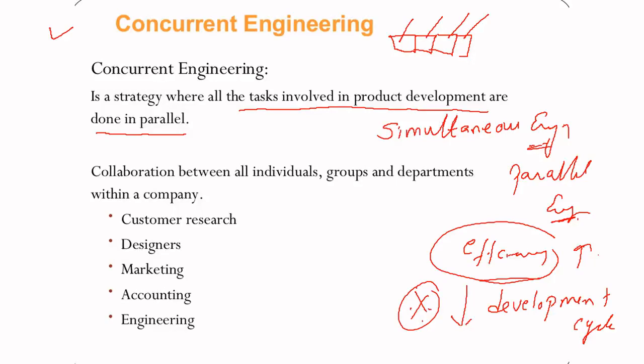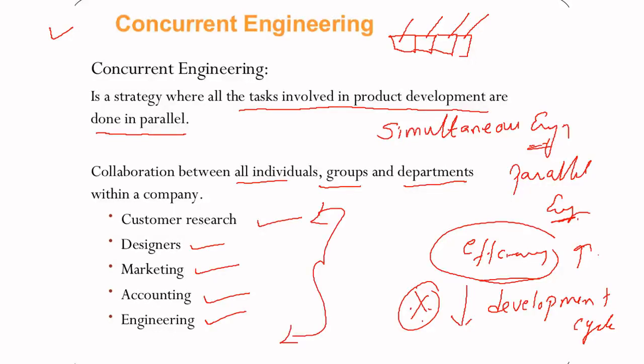So as I said, look, actually lots of individuals from lots of groups or else lots of departments will be working parallelly. For example, engineers, accountants, marketers, designers, customer researchers, these people club together and they work parallelly.